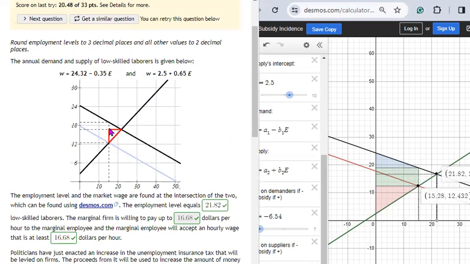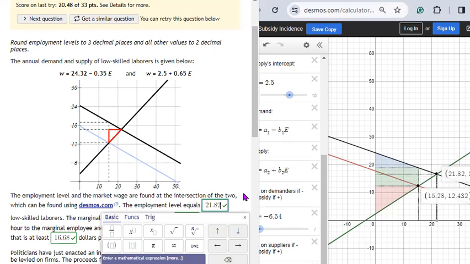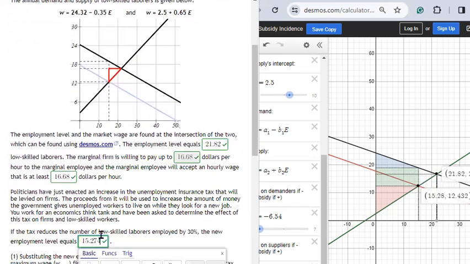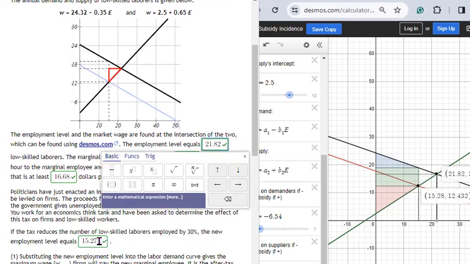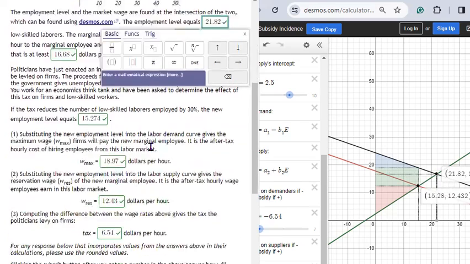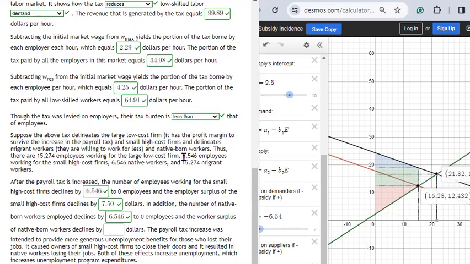So now we need to calculate this triangle here, right? With this width being the difference, again, between what employment was before, 21.82, and what employment is now, 15.274, right? So the width of this triangle is the difference in these two, right? And I give it to you right there, in the assumption that the tax separates low-cost firms from high-cost firms and native-born workers from migrant workers, right?